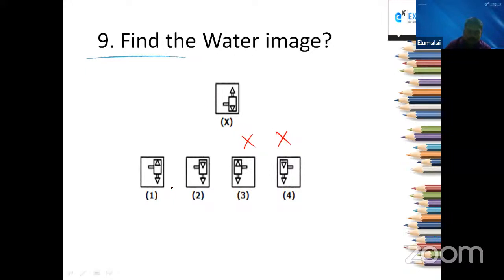Now the upward arrow is downward, so there is no change. Then this square part is the same in both diagrams, right? Then you can see one more deviation, that is this triangle. See, this triangle is inverted up to this point. Am I correct or not? Yes. So here, if it is a water image, it must be inverted as in the original. So this is not the correct one. This one is the correct answer.